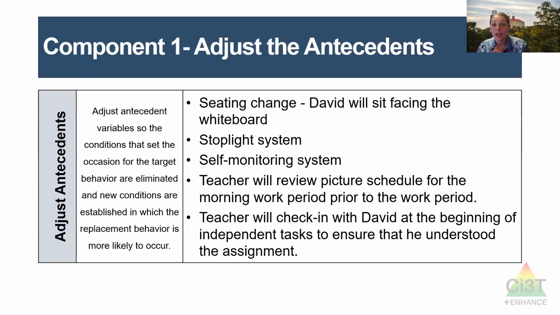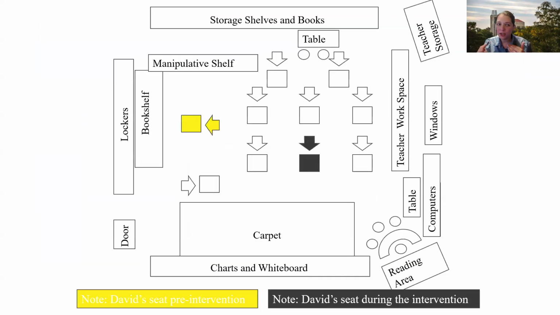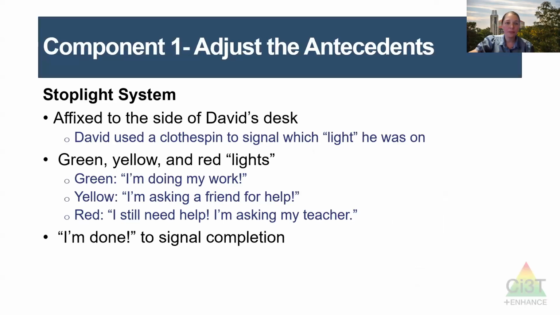And then the teacher is going to check in with David at the beginning of independent tasks to make sure he understands. So that's something the teacher is changing about their behavior that is setting up David to be more successful. So here's an example of how his seat changed. Before, he was off to the side and facing towards the bookshelf. And now, at that dark gray, he's more towards the front. He's closer to the teacher. He's with the class and facing the same direction as his peers.